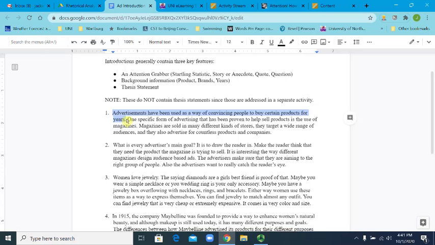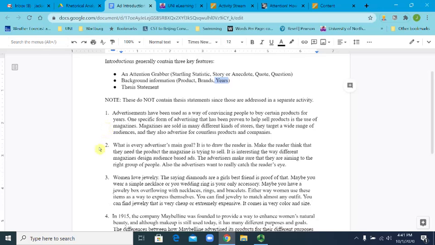The rest of this statement: "One specific form of advertising that has been proven to help sell products is the use of magazines. Magazines are sold in many different kinds of stores. They target a wide range of audiences, and they also advertise for countless products and companies." Again, if we check our criteria, this does not tell us anything about the product, the brands, or the years. So this would not be an acceptable introduction.